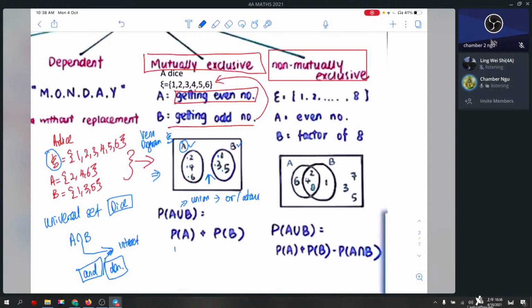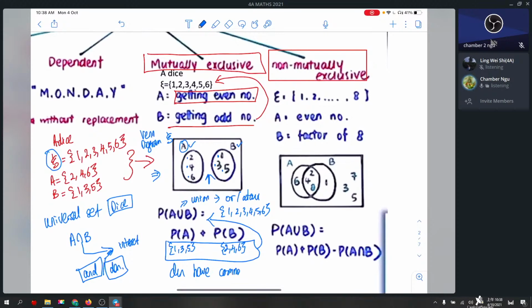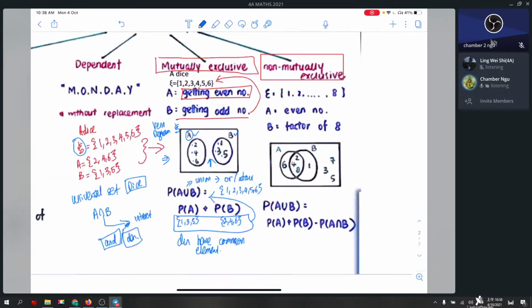So that means the elements in set A are 1, 3, and 5, right? And set B is 2, 4, and 6. So you see all these elements are included in this universal set, right? So it's 1, 2, 3, 4, 5, and 6. That means if the case is mutually exclusive, we don't have a common element. However, okay, another example, I use the green color.